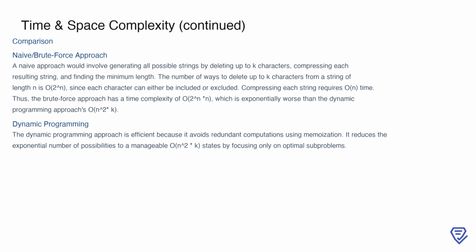In contrast, the dynamic programming approach uses memoization to avoid redundant computations. It focuses on solving only the necessary subproblems, reducing the exponential complexity to a much more manageable n²*k. By limiting the problem space and leveraging previously computed results, this method provides a dramatic improvement in efficiency.